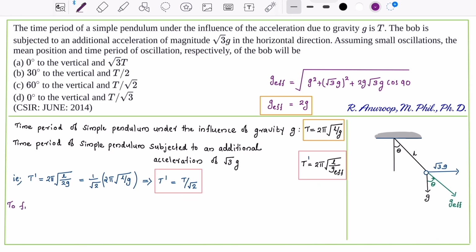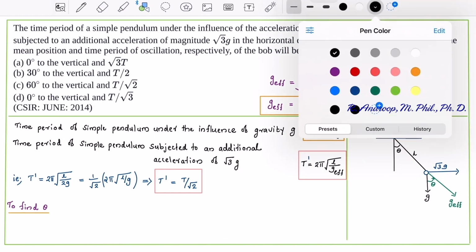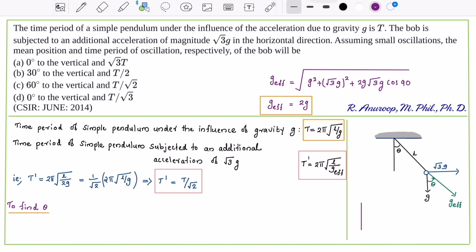Now we have to find out the mean position. That is, we have to find out the value of theta. We have g acting vertically downwards and root 3g which is acting horizontally. Therefore, g effective is equal to 2g. Now what is theta? Theta is the angle to the vertical.